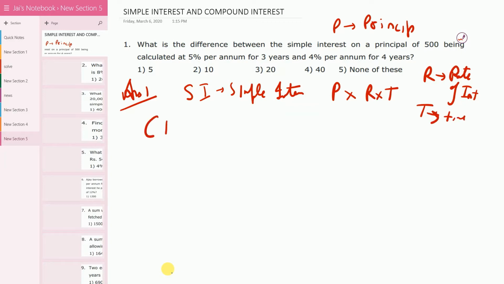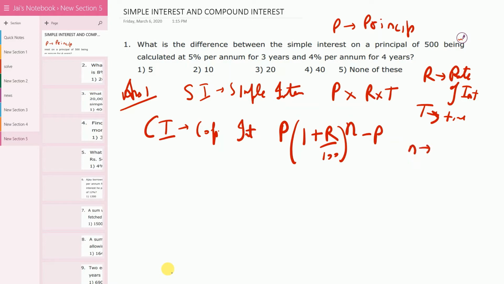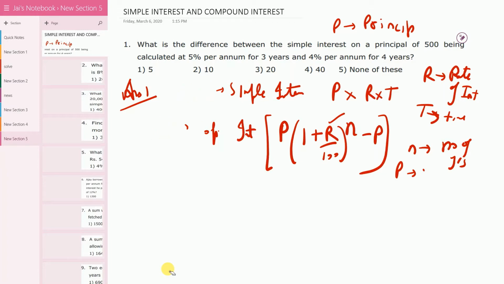Similarly, the formula for compound interest is nothing but P into (1 plus R by 100) raised to the power n minus P, where n stands for number of years, P stands for principal, same, R stands for rate of interest. So this is the formula for compound interest. These formulas you need to memorize in order to solve all the questions based upon simple interest and compound interest. Rest it's a simple topic, and you will be able to solve the question if you remember these two concepts easily. So please write down these two concepts.